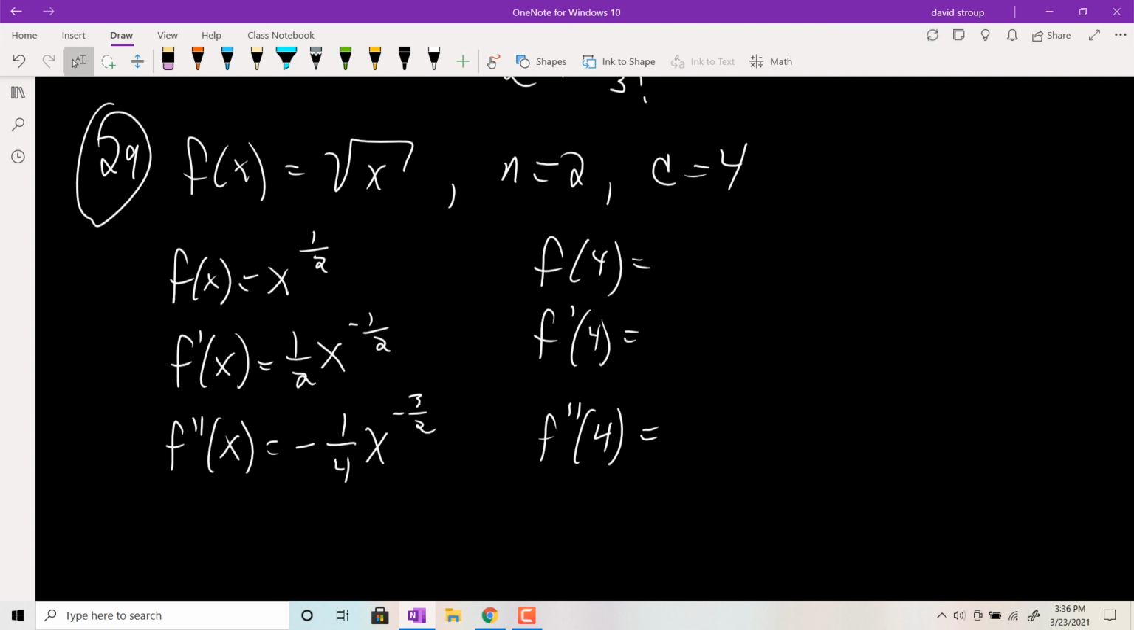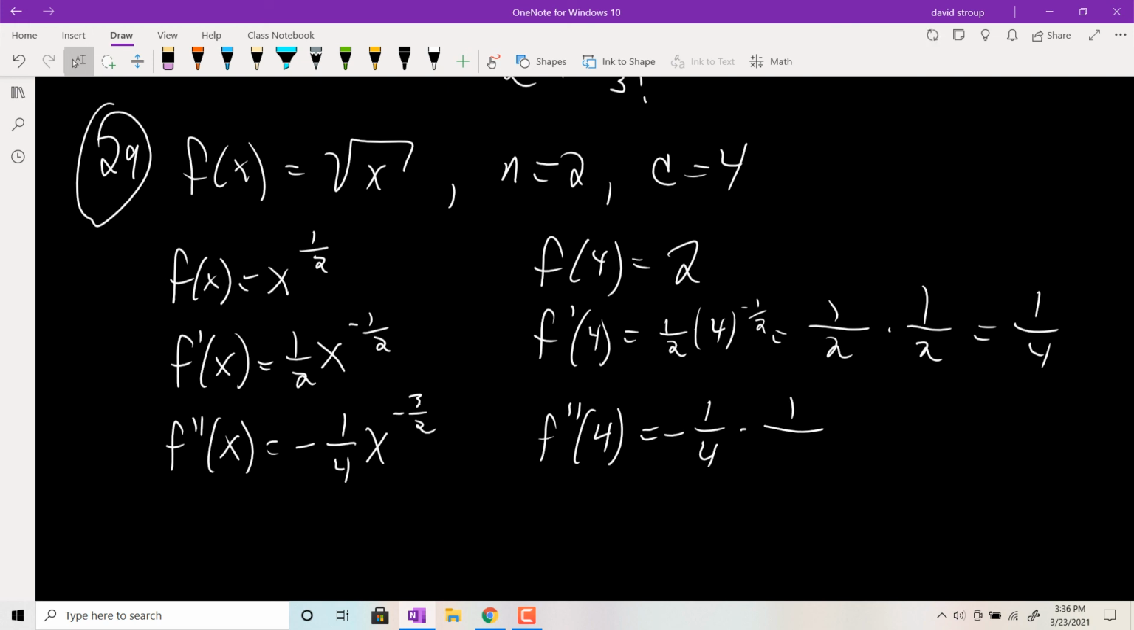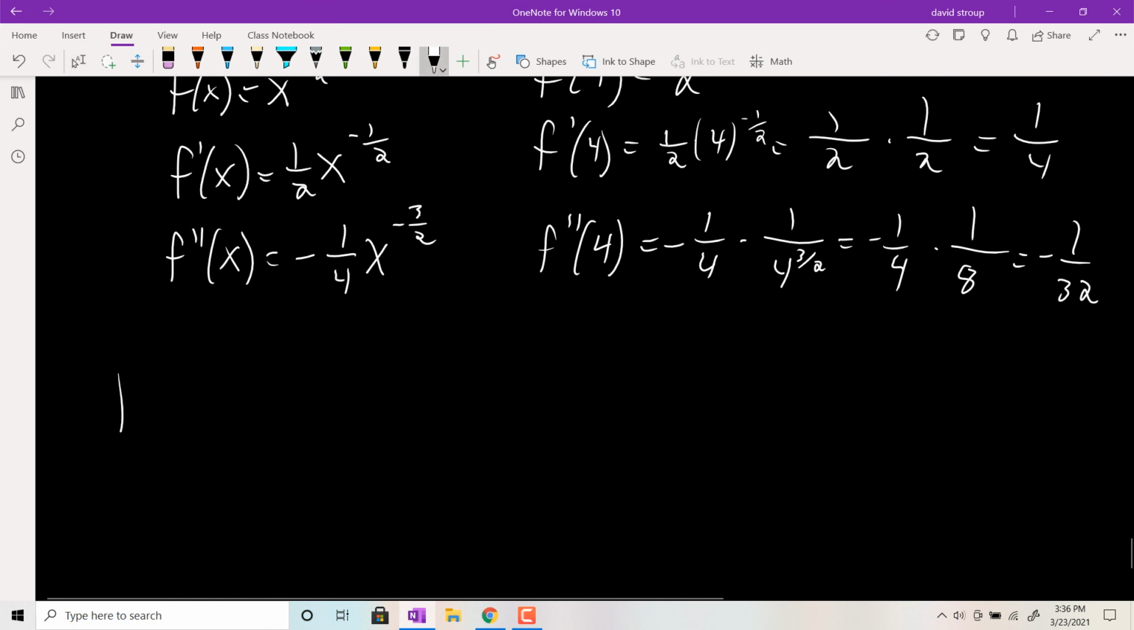Okay, so 4 to the 1/2 is 2. This will be 1/2 times 4 to the negative 1/2, which is 1 all over 2 times 1 all over the square, 4 to the positive 1/2, which is 2. So that'll be 1/4. And the last guy, negative 1/4 times 1 all over 4 to the positive 3/2, which is negative 1/4 times 1 all over 4 to the 1/2 is 2, and then 2 cubed is 8. So this would be negative 1 over 32. Then we could go to our template, so p sub 2.